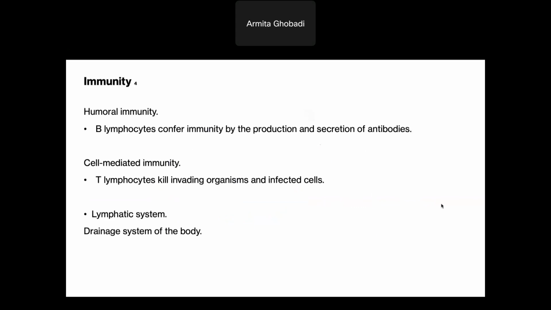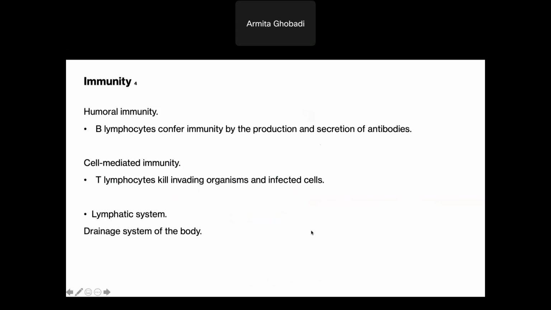What else? Here we're going to talk about immunity, and the first part is humoral immunity, which is all about B lymphocytes and T lymphocytes, which we already talked about. B lymphocytes are responsible for production and secretion of antibodies, and T lymphocytes kill invading organisms and infected cells.